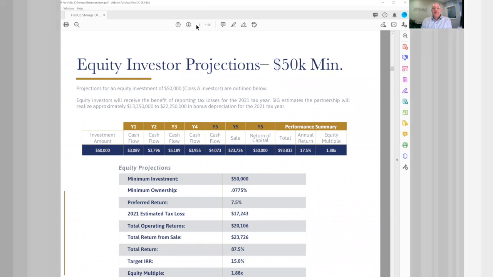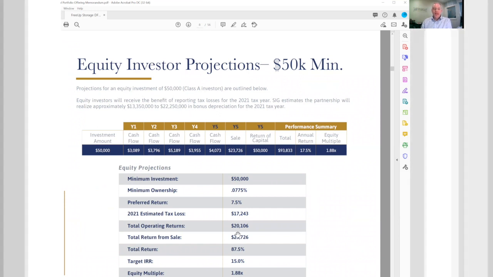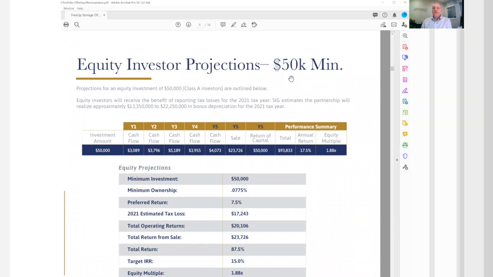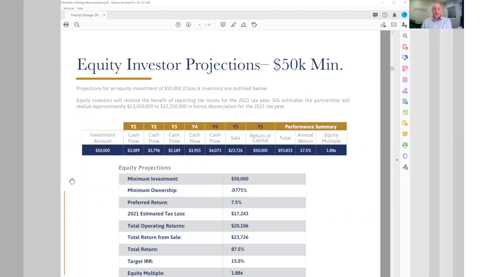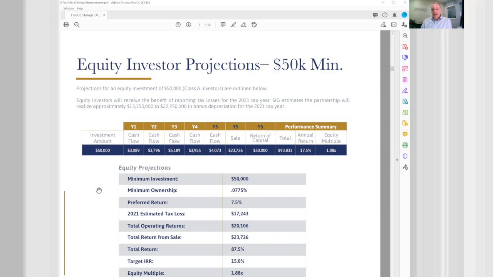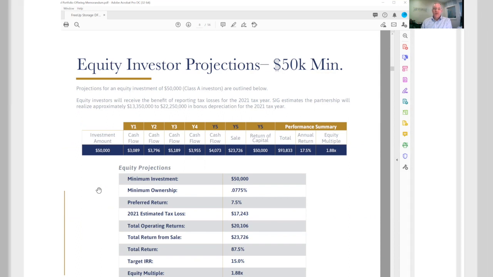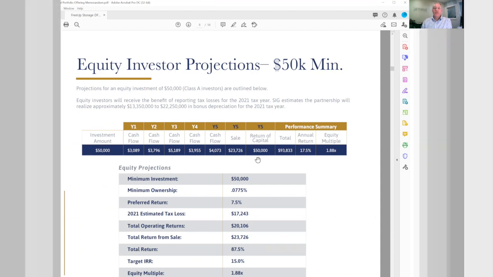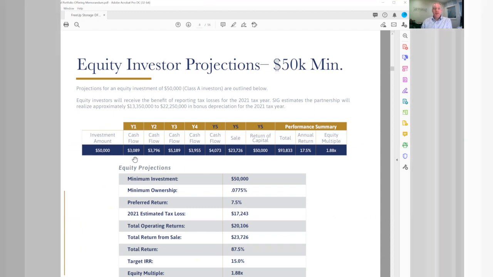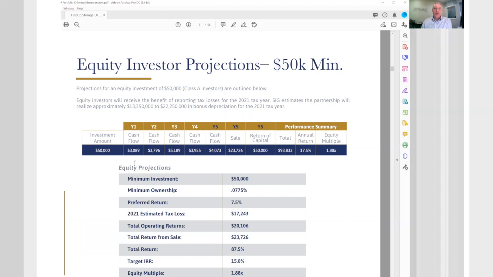And on page 8, we have a variety of data points. All of these data points are based off of a $50,000 investment. That's an equity investment. In this video, let's focus on cash on cash and the cumulative preferred return. By way of cash on cash, in the blue, from left to right, years 1 through 5, we see the expected cash that will be distributed to equity investors.